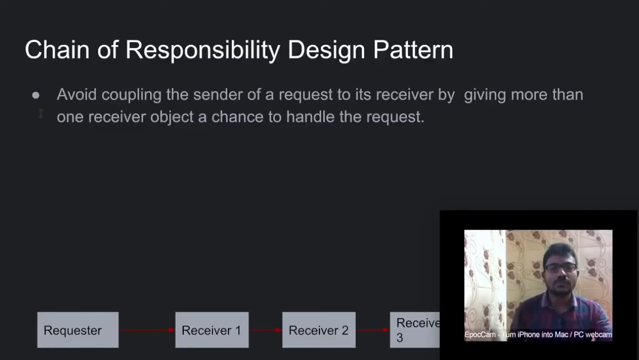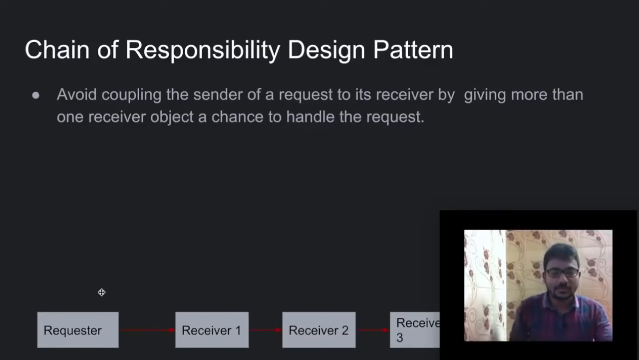Here the main motto behind the chain of responsibility design pattern is to avoid coupling the sender of a request to its receiver by giving more than one receiver object a chance to handle the request. So here, if we assume this is a client and these are some servers, instead of assigning the jobs to a particular server, that request would be solved by any server at runtime.